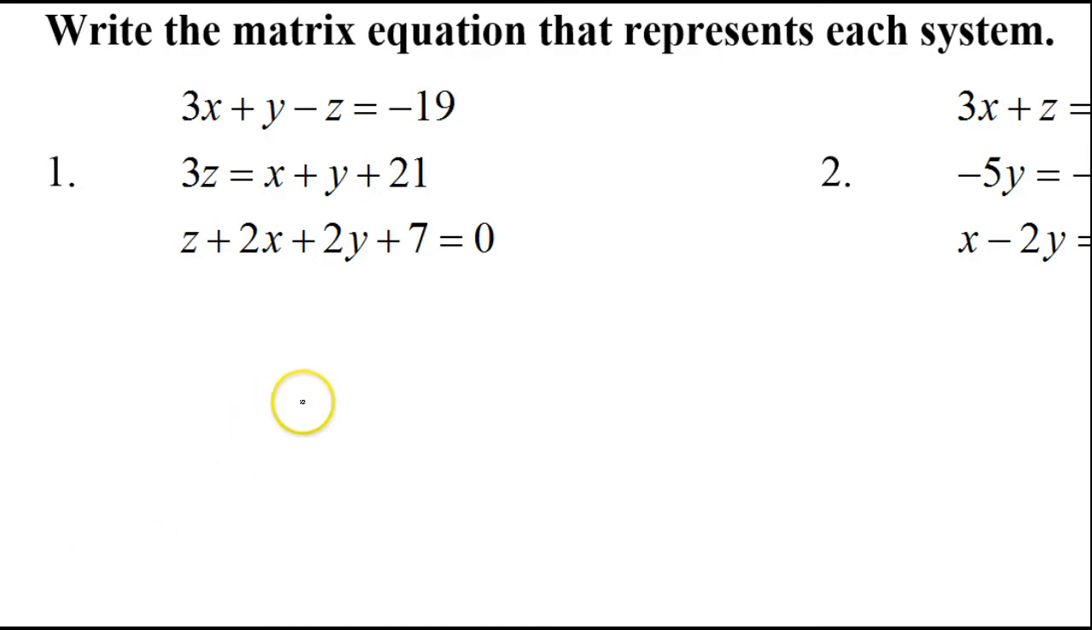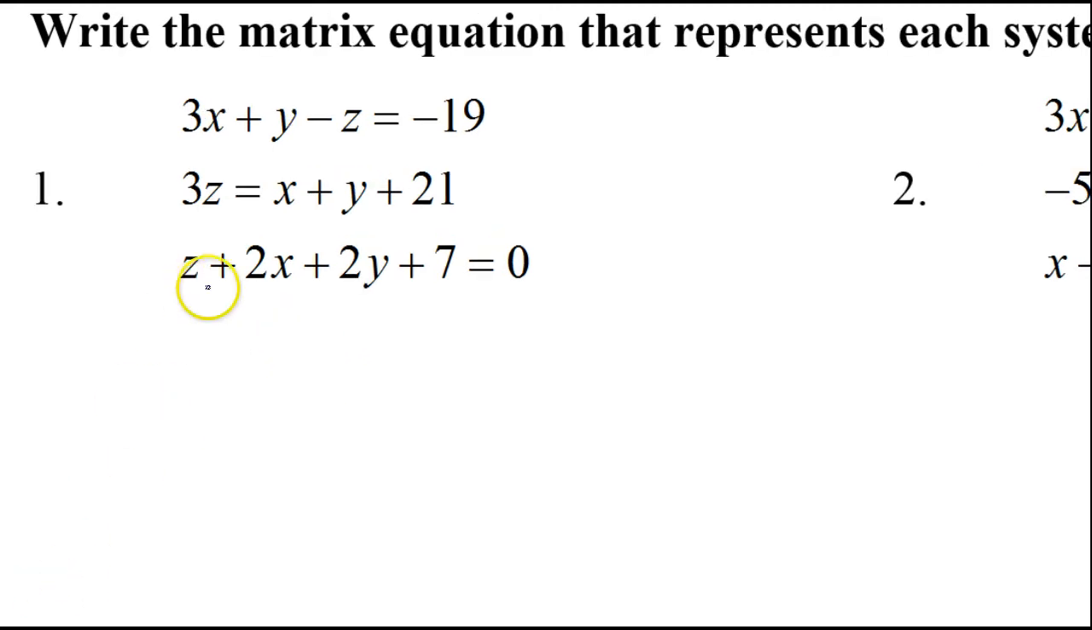In this video, I will show you how to represent a system of equations using matrices. The first thing you must do is rewrite each equation in standard form. That's x, y, z equals a number. The first equation is already in standard form, so that's great. 3x plus y minus z is equal to negative 19.